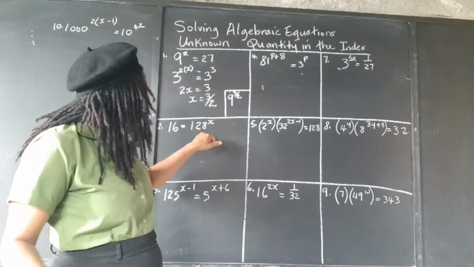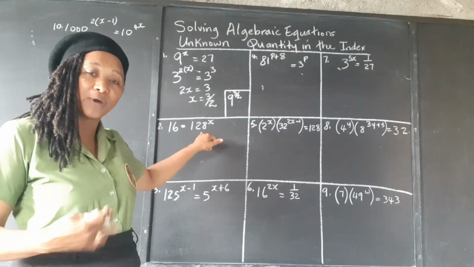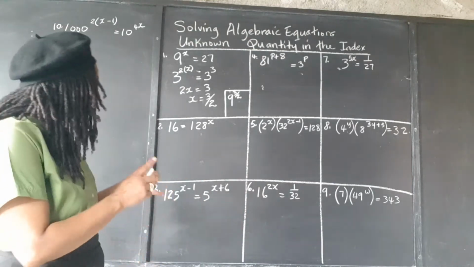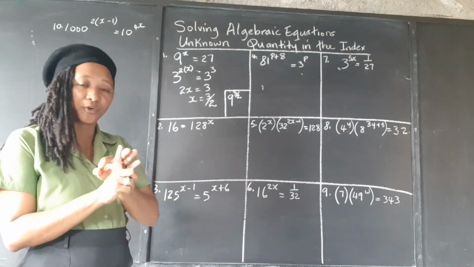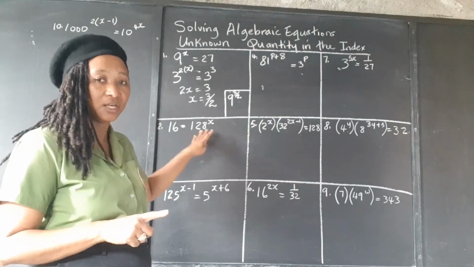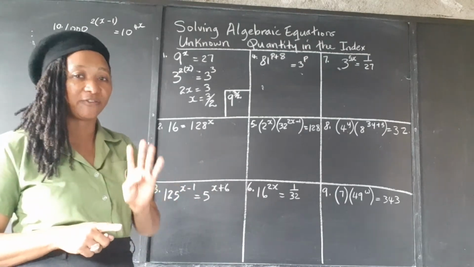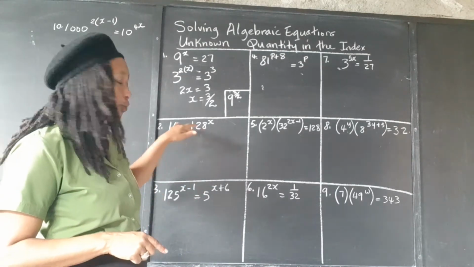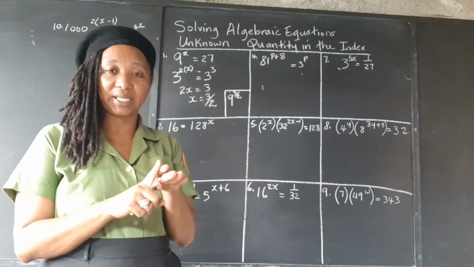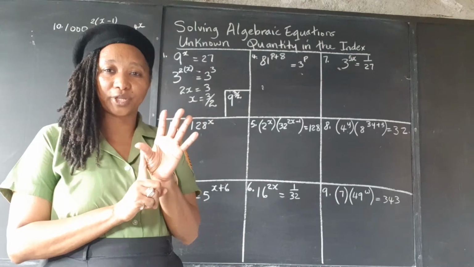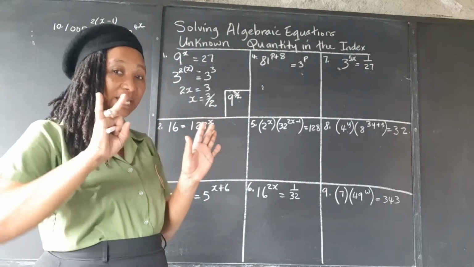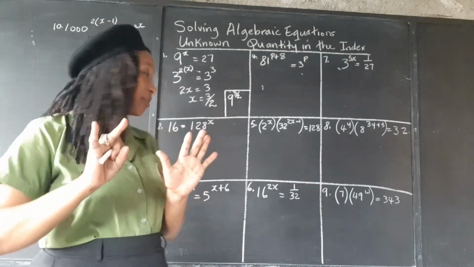So we need to find out the 128. Can we write it with a base of 4 or with a base of 2? Because we need to have the same base. 4, 4, 16, 16, 4, 64. 64 times 4, way past this. So we can't write 128 with a base of 4. Can we write it with a base of 2 then? 2 2's 4, 4 2's 8, 8 2's 16, 16 2's 32, 32 2's 64, 64 2's 128. So that's 2 to the 7th power.